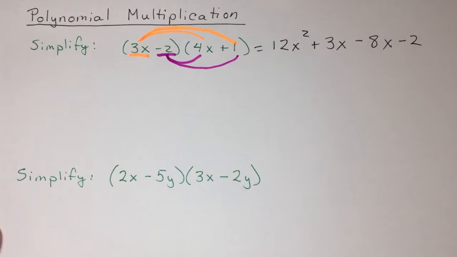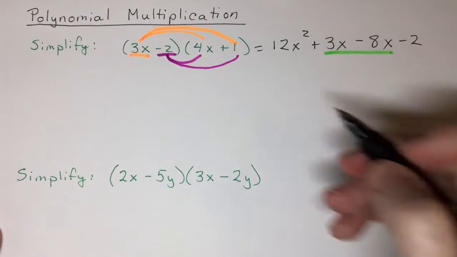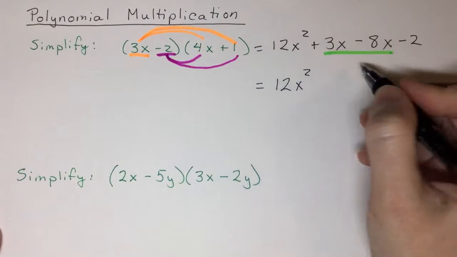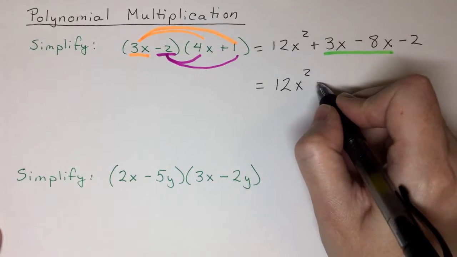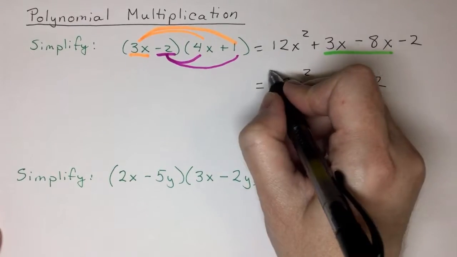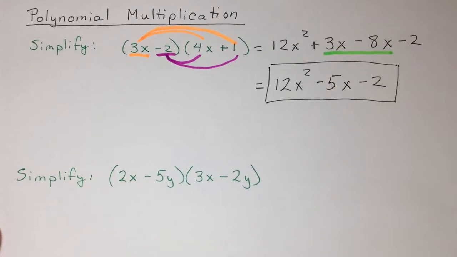Now I've done my distribution, I've cleared my parentheses, my multiplication is done. My polynomial is not yet simplified because I have like terms. So I also need to combine the like terms. 12x squared plus 3x minus 8x. I have 3, I owe 8, so I would owe 5, negative 5x minus 2. This is the simplified polynomial written in descending order. So I'd suggest pause and try this one on your own.